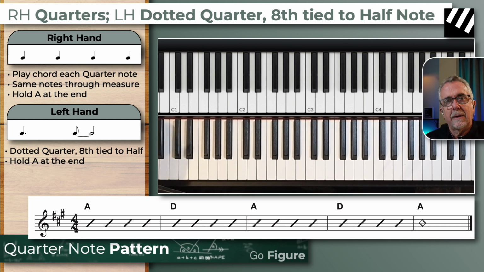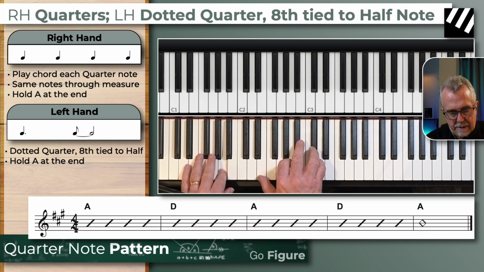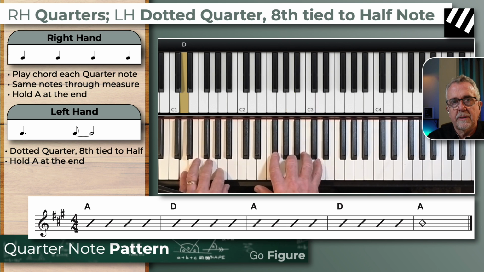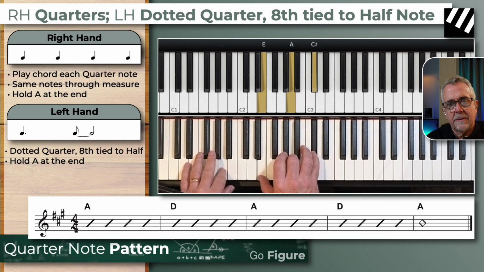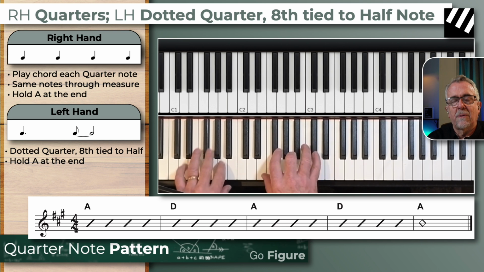Here comes the click. 1 and 2. And here 3, we go. 4. Steady quarters in the right hand, syncopation in the left. 2 and 3, 4, 1 and 2 and 3, and now we hold.